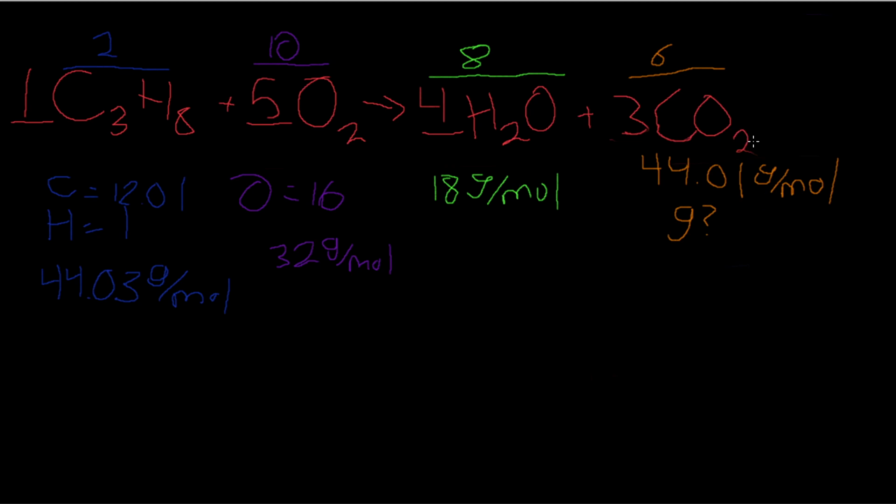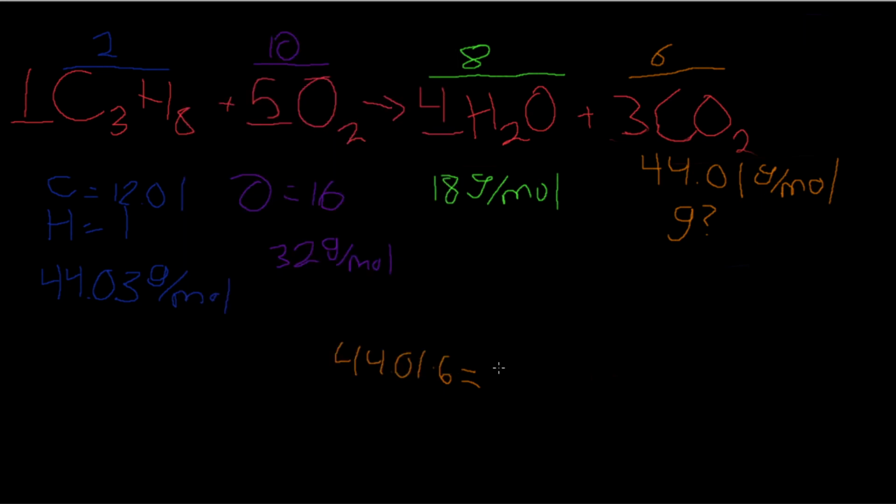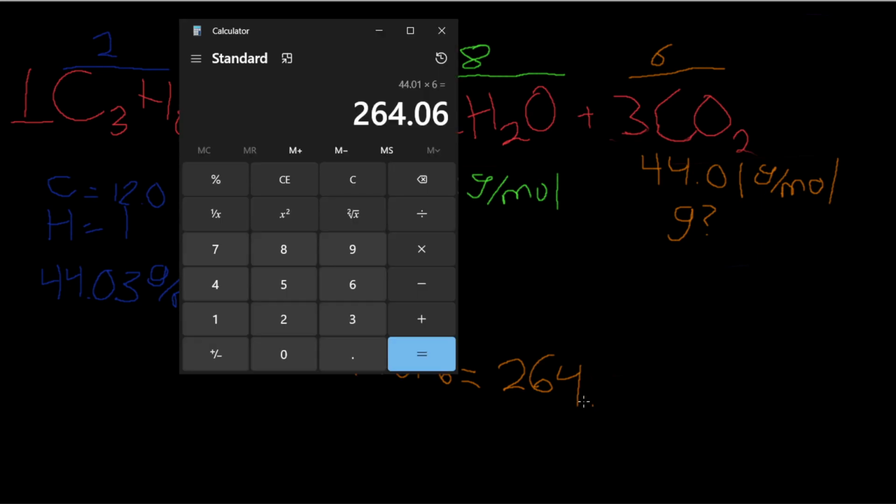So now, to convert moles to grams, we multiply by the molar mass, which is 44.01 times 6 equals, let's find out, 264.06 grams.